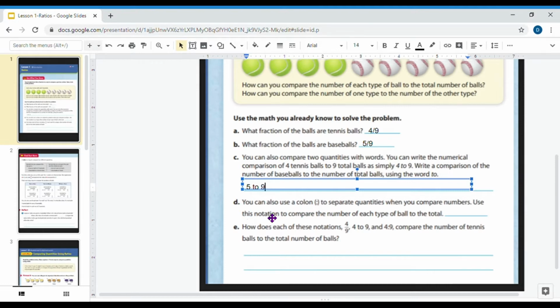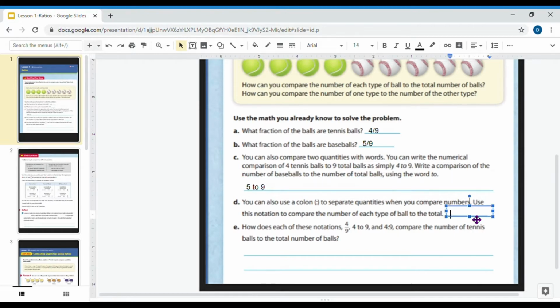And D, you can also use a colon to separate quantities when you compare numbers. Use this notation to compare the numbers of each type of ball to the total. So if I'm doing tennis balls, I know I have 4 tennis balls. I'm going to use my colon. So 4 tennis balls to 9 total balls. And then if I'm going to do the baseballs, I've got 5 baseballs to 9 total balls.